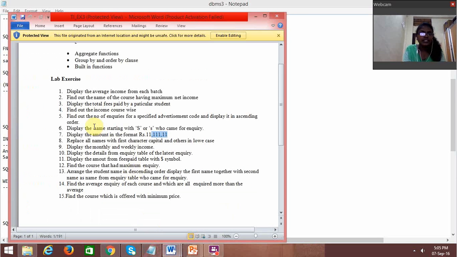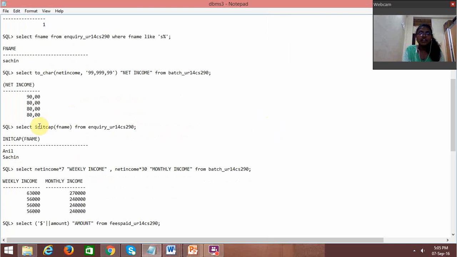Now what is the next question? Next question is replace all name with first character capital and others in lowercase. Now there is this built-in function initial cap, capital letter, which would just give the first letter of the name to be capital.